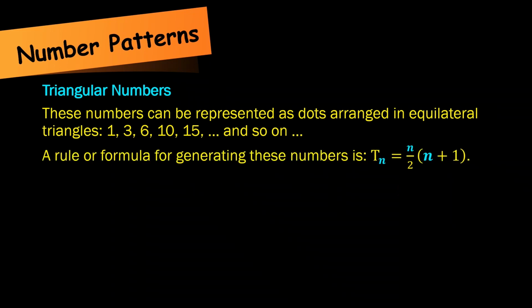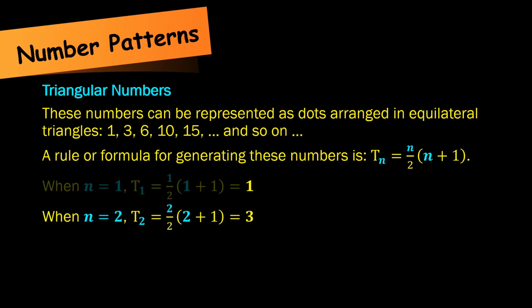A rule or formula for generating these numbers is Tn equals n over 2 times n plus 1. When n equals 1, we have that T1 equals 1 over 2 times 1 plus 1, which is equal to 1. When n equals 2, we substitute n equals 2 into the formula to give T2 equals 3 as shown.